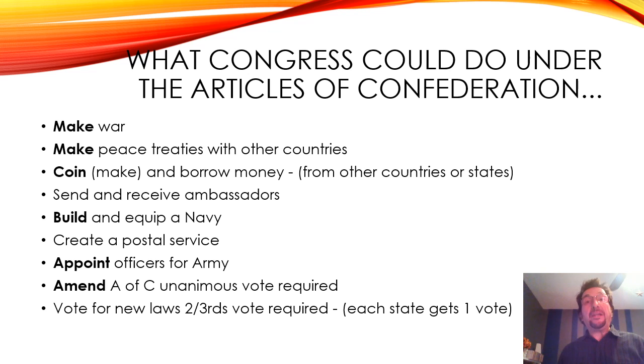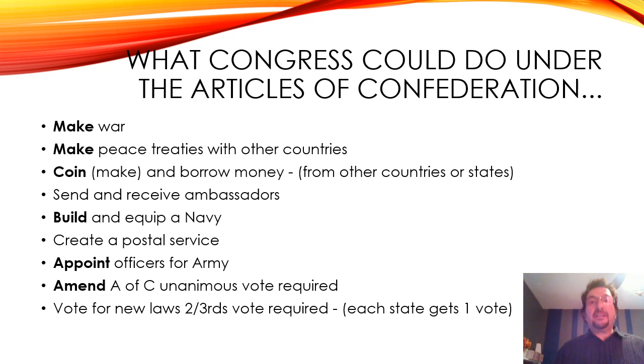Seventh thing, they could appoint officers for the Army and the Navy. This is the problem. You have so many people who are officers and no soldiers. So you'd have all these officers going off to war and be like, who's going to fight for us? We hope the people show up. That's the problem. Number 8, they could amend the Articles of Confederation, but it had to be unanimous. That means every single state had to say yes, which, getting 13 people to say yes, is really, really hard to do.